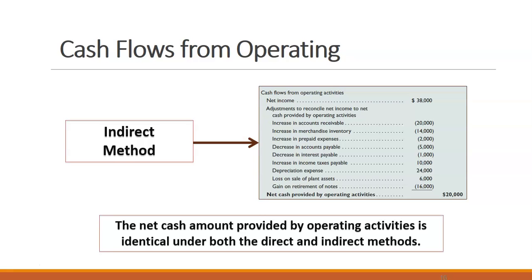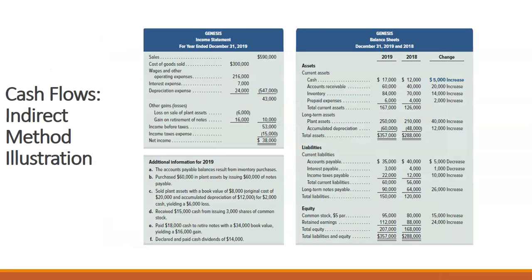So if we look at this next example, we have comparative balance sheets, and we have an income statement, and we have some additional information. So we see that we have a $5,000 increase in cash, $20,000 increase in accounts receivable from 2018 to 2019, $14,000 increase in inventory. So we look at the increase or decrease from year to year in all of our accounts. So what the statement of cash flows is looking at is explaining this in cash flows.